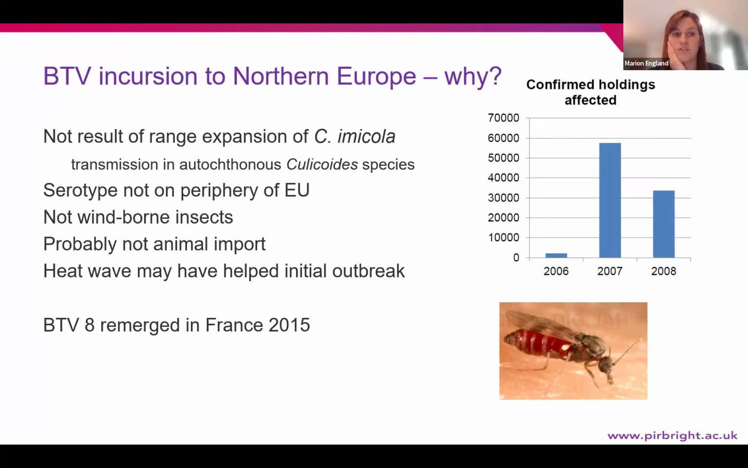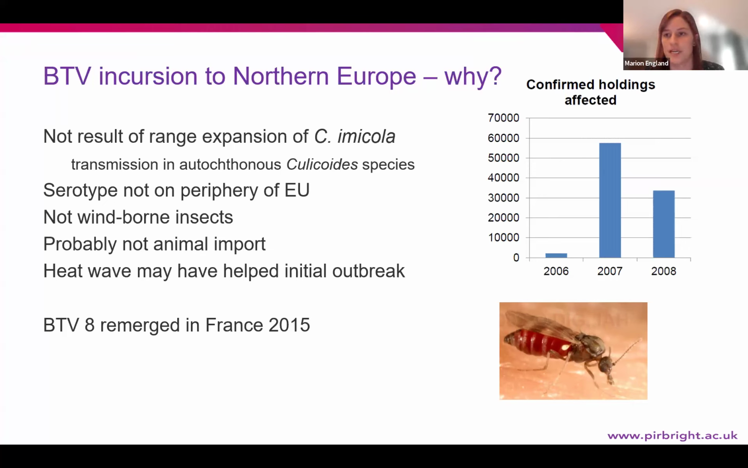As I said, this wasn't the result of a range expansion of Culicoides imicola. Bluetongue serotype 8 was not anywhere near the periphery of the European Union, so it wasn't even close. It probably wasn't blown in by wind-borne infected insects, because again, we would have seen it in Southern Europe beforehand. It was probably not an animal import, because we've traced all the animals that came in from the Netherlands at that time and nothing looks suspicious.